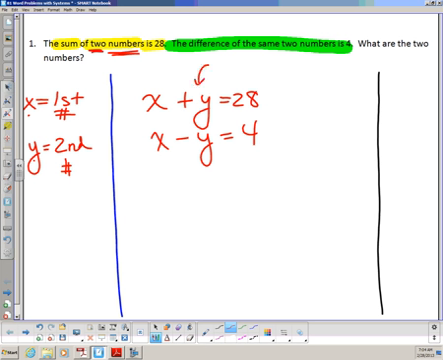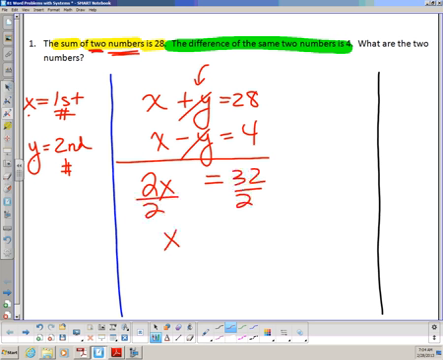This system already has opposites in the y's, so I'll just use my elimination method. x plus x is 2x. The y's cancel, and 28 plus 4 is 32. Divide by 2, and x is 16. But I want to find what the two numbers are. Well, I know x is 16. That's one of them. And how would I find the other one?